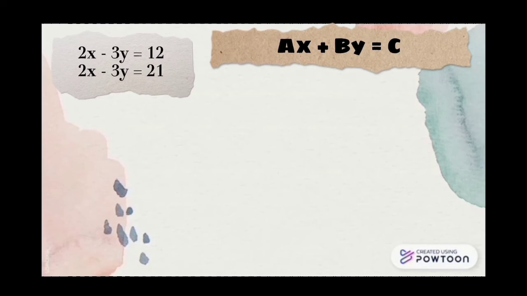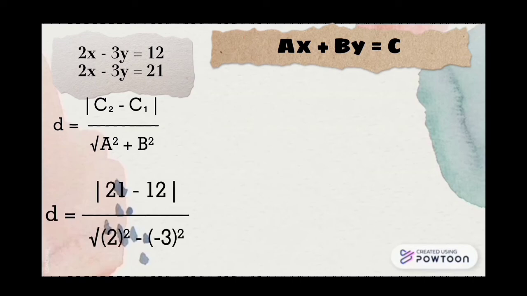To solve for the distance, we're going to use the formula, which is d is equal to the absolute value of c sub 2 minus c sub 1 over the square root of a squared plus b squared. Just substitute the value of c sub 2, which is 21, minus c sub 1, which is 12, divided by the square root of a, which is 2 squared, plus negative 3 squared.